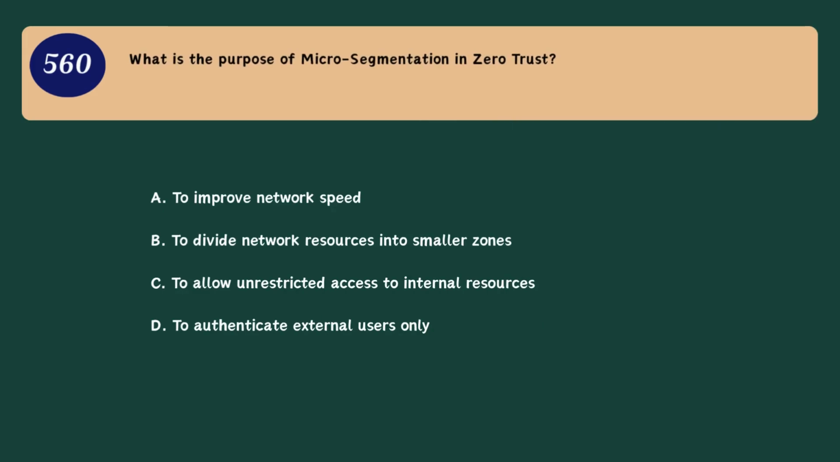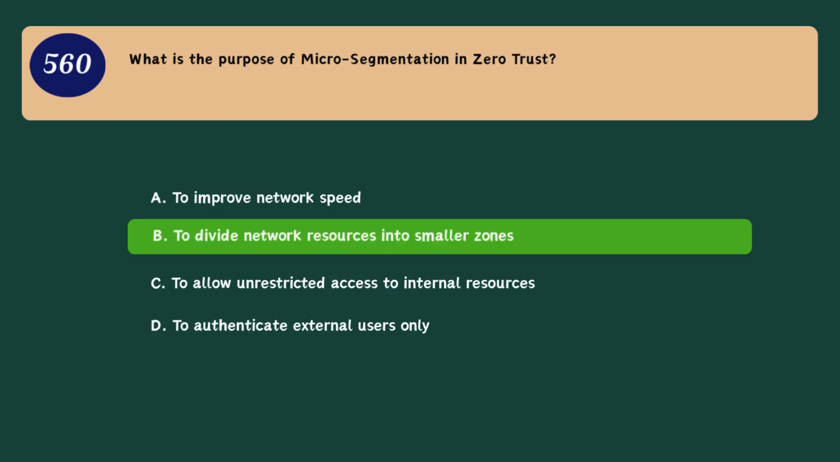Question 560. What is the purpose of microsegmentation in Zero Trust? A. To improve network speed. B. To divide network resources into smaller zones. C. To allow unrestricted access to internal resources. D. To authenticate external users only. Correct answer, B. To divide network resources into smaller zones.